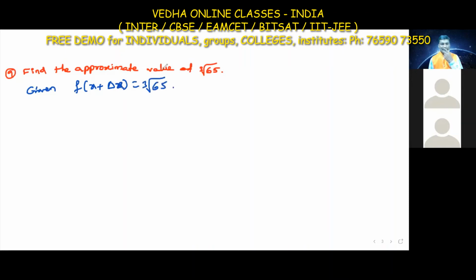We can write this value as cube root of a perfect cube plus or minus 1. What is the nearby perfect cube? 64 is a perfect cube, so we can write it as 64 plus 1. Sir, can we not write 66 minus 1? 66 is not a perfect cube. 4 cubed is 64. That's why we are taking it like this.